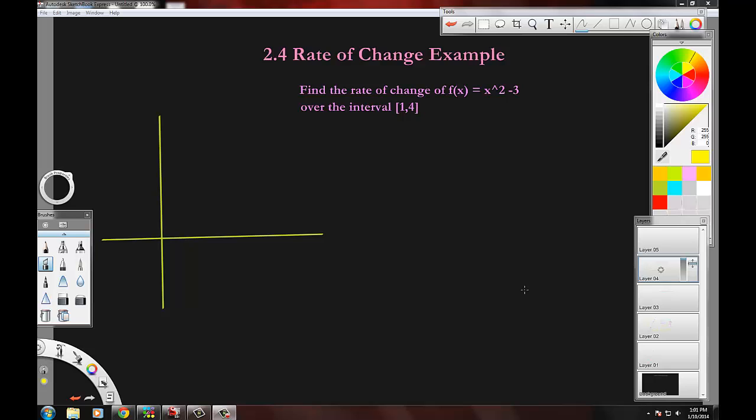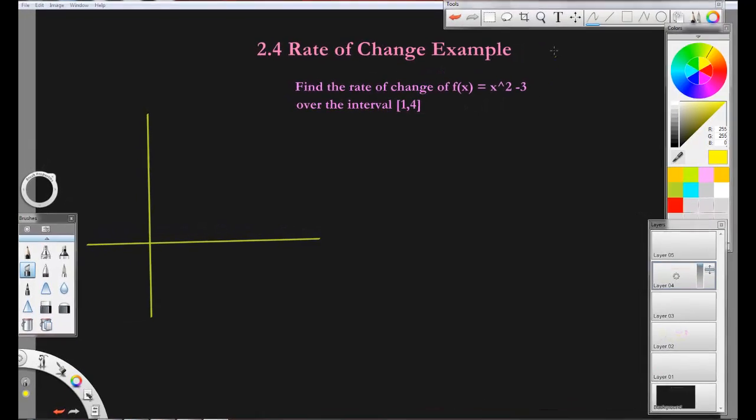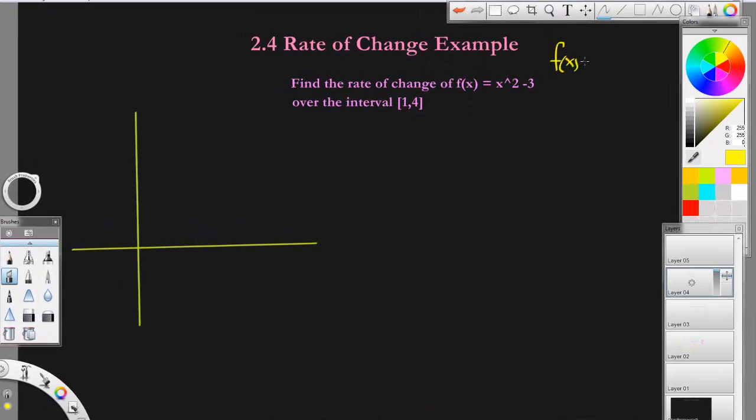All right, a rate of change problem. So we're going to graph this. In fact, because I don't have a calculator in front of me, actually I do, I'm lying to you, but let's say I didn't, and I still wanted to do this problem. I know that the graph of f of x equals x squared minus 3 is going to look something like that in this area. So it's going to look something like this right here, and I know it's going to cross down at negative 3.